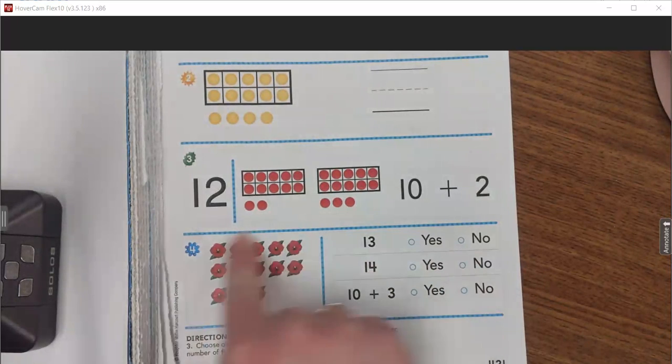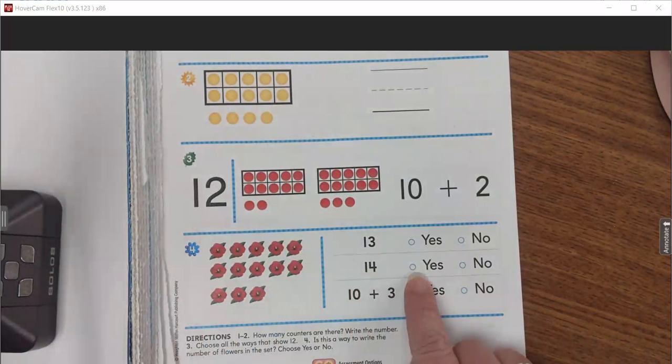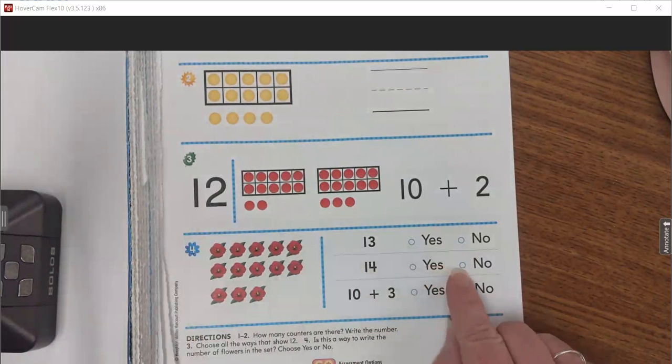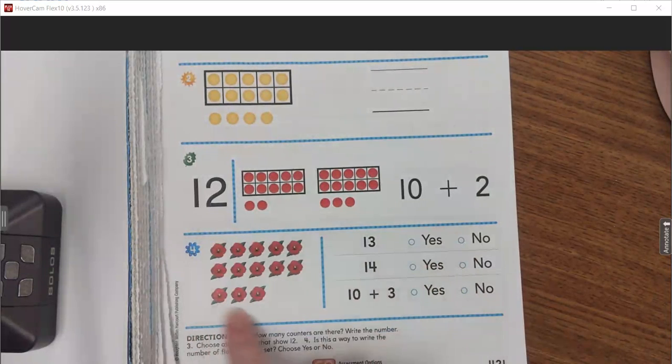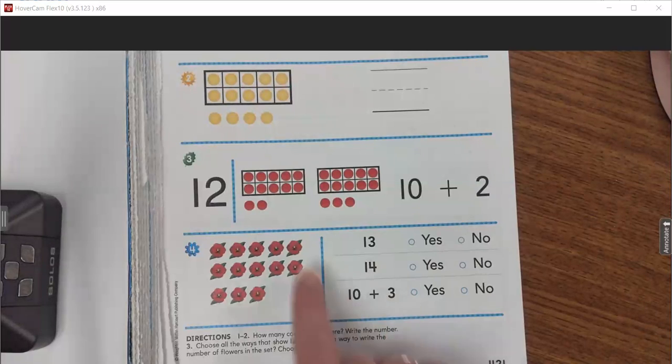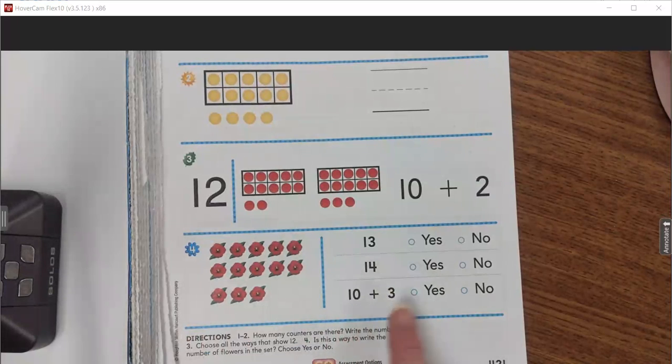If there's 14 flowers, you're going to fill in yes. If there's not 14 flowers, you're going to fill in no. If the amount of flowers equals 10 plus 3, you're going to fill in yes. If the amount of flowers does not equal 10 plus 3, you're going to fill in no.